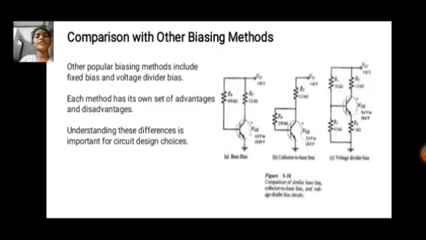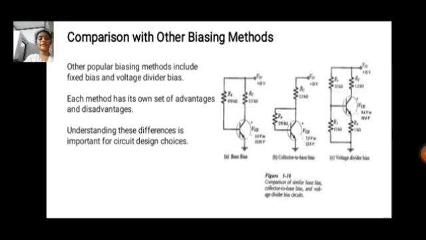In this slide, I will discuss comparison with other biasing methods. Other popular biasing methods include fixed bias and voltage divider bias. Each method has its own set of advantages and disadvantages. Understanding these differences is important for circuit design choices.